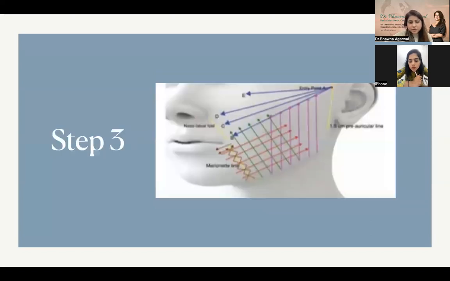If you are doing into the SMAS, this is step 3. When SMAS is there, you need to tighten the area. Lifting is not required, only tightening is required. Then you create a grid with mono.